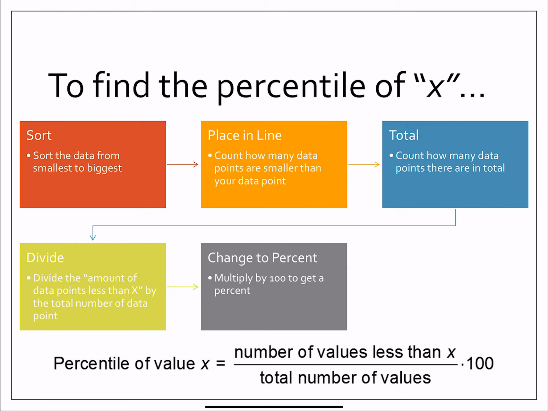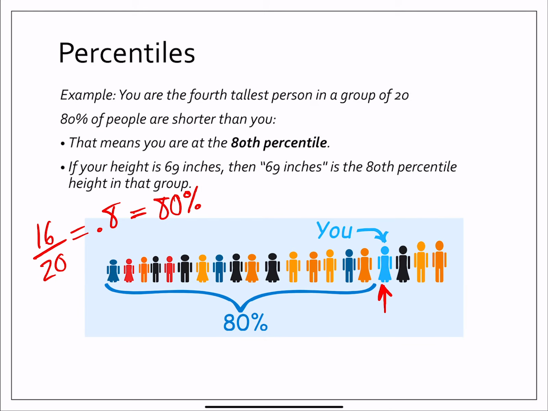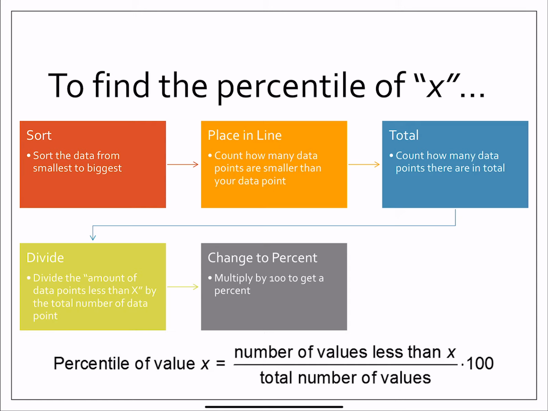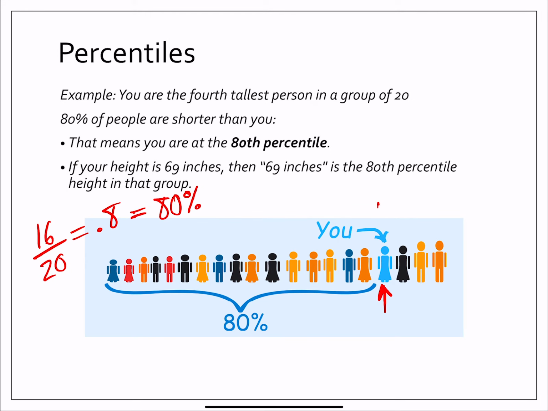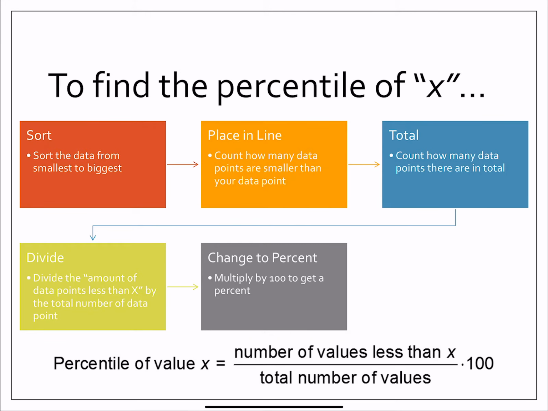So if we follow these same steps here, step 1 would be to put everyone in a line, from shortest to tallest. Step 2 would be, what's the person's place in line? That would be 16. That would be the place in line.